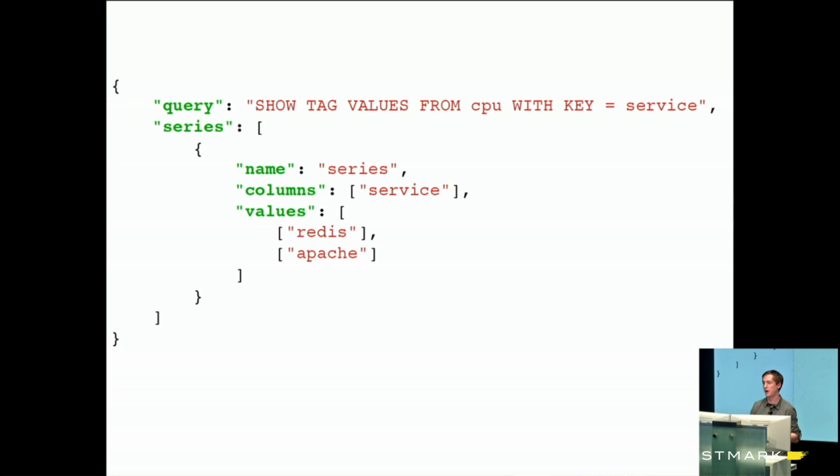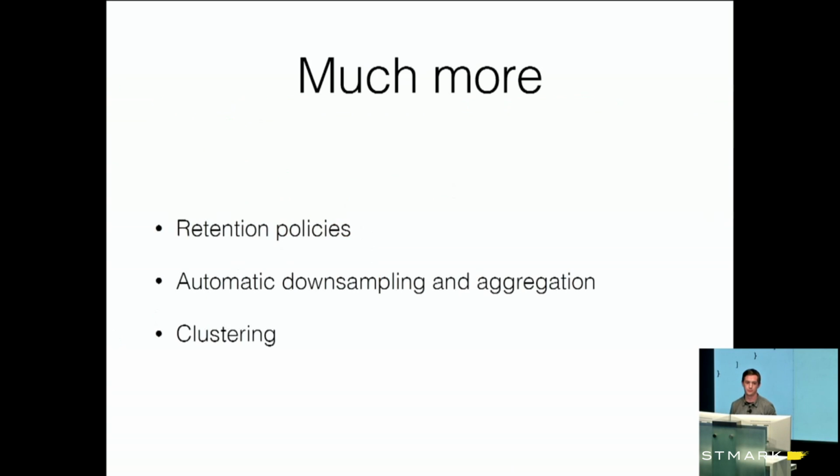And finally, you can pair that up with the measurement name itself. So what tag values do we have in the CPU measurement with the key service? That's just a taste of some of the stuff that you can do as far as querying and discovery. It's basically the time series stuff and then kind of a discovery engine to see what you're collecting.